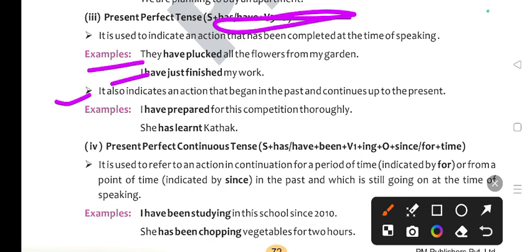It also indicates an action that began in the past and continues up to the present. Like, just look at this example. I have prepared for this competition thoroughly. Means this action has begun in the past and continues up to the present, right? She has learned Kathak.